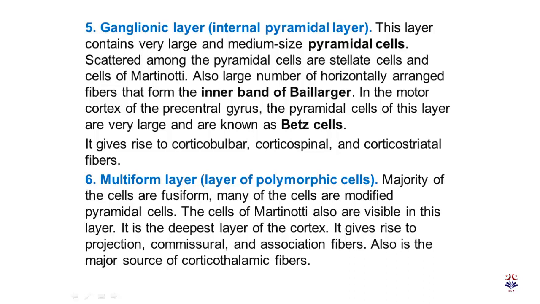The important thing is that this fifth layer, the internal pyramidal layer, contains large pyramidal cells, which are called Betz cells, and it gives rise to corticobulbar, corticospinal, and corticostriatal fibers. They all arise from the cortex and go to the different parts of the brain and spinal cord.